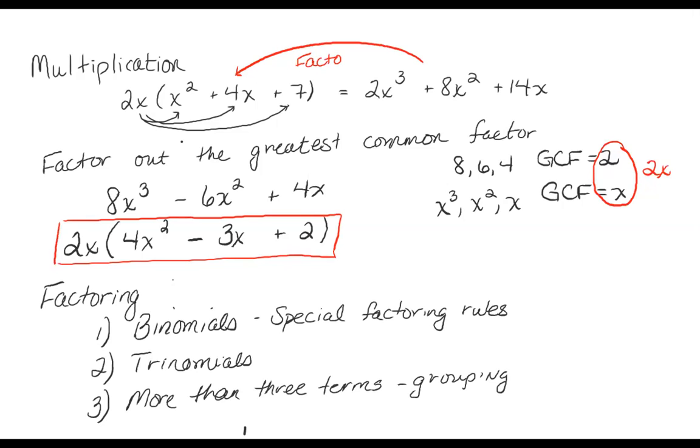The middle case is probably where we'll spend the most time, and we have a couple of choices here. We can either use trial and error, which is problematic sometimes, especially when the numbers are big, so we'll try to avoid that. The other method is called, at least I call it, the AC method. How many of you have heard of the AC method before? Anybody remember that?